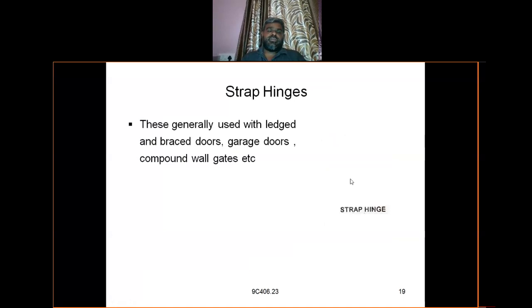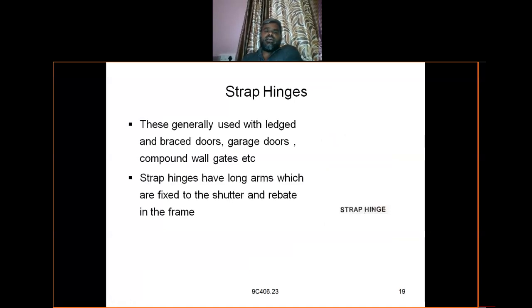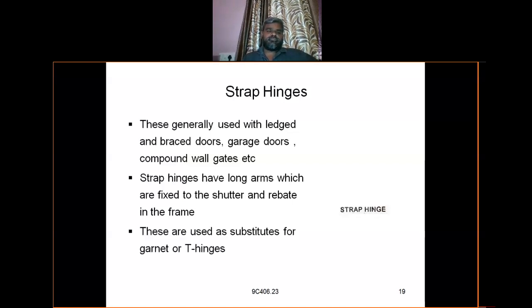Strap hinges. These generally are used with ledged and braced doors, garage doors, compound walls, etc. The strap hinges have long arms which are fixed to the shutter and riveted in the frame. Many times, these are used as substitutes for garnet and T hinges. These are strap hinges.